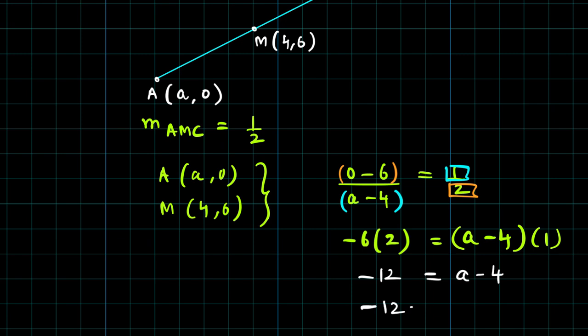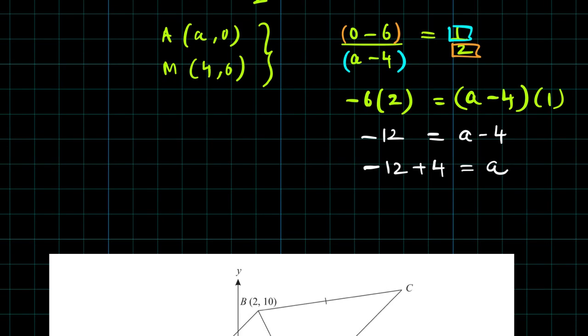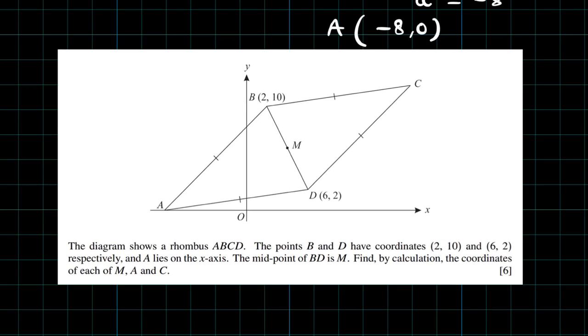Therefore negative 12 plus 4 equals A, and the value of A comes out to be negative 8. Therefore the coordinates of capital A is (negative 8, 0). Now let's look at the diagram once again. Does the answer make sense? Yes, it makes sense because it's to the left of the origin. The answer is (negative 8, 0), and that is correct.